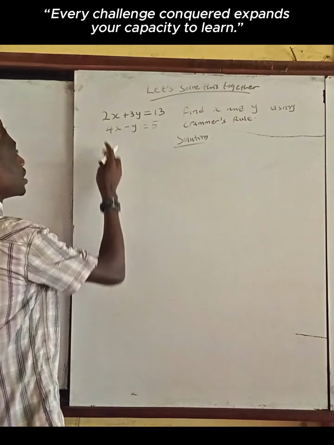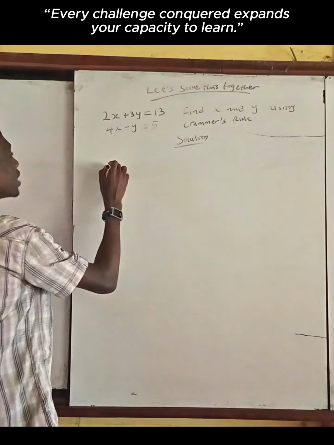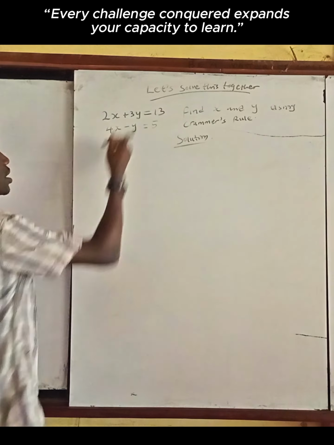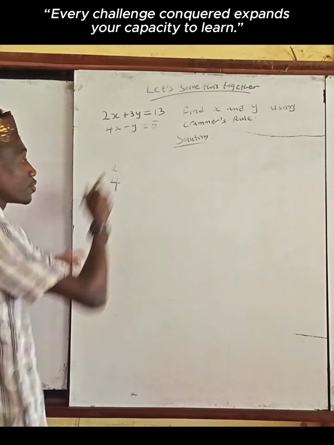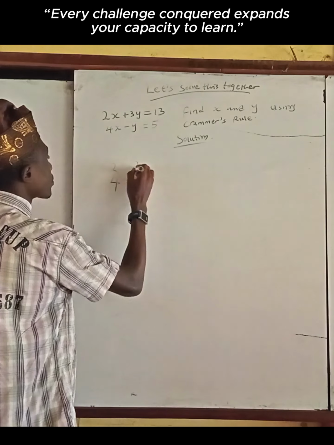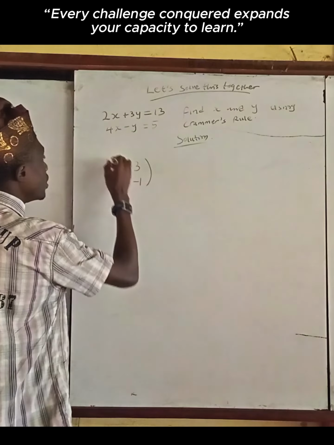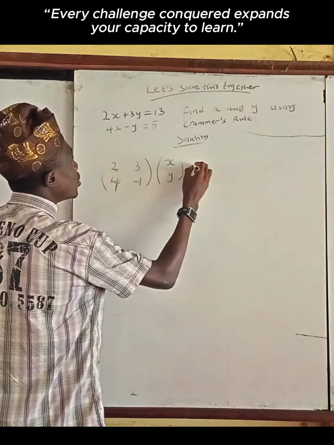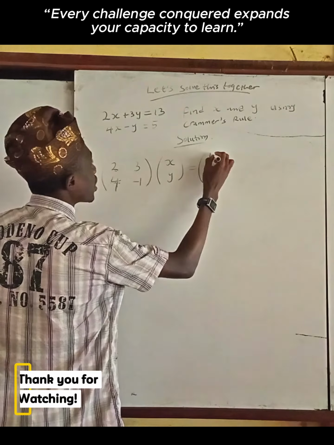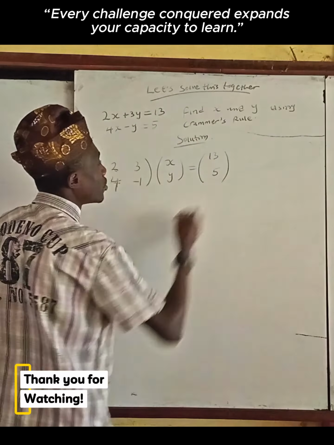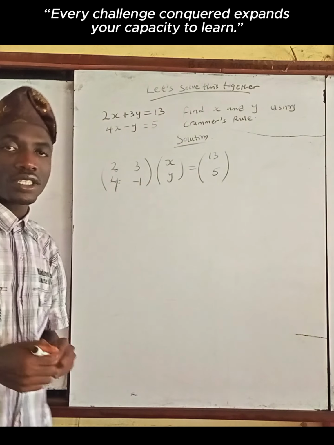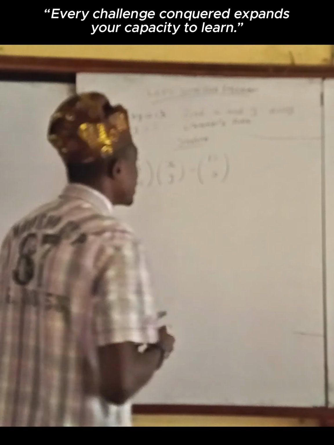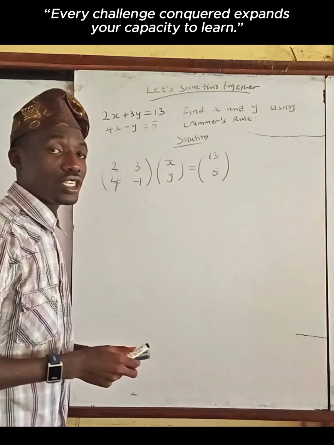We are going to turn this given expression into a matrix. Just read the arrangement like this. This is 2, this is 4. Write it out: 2 and 4. The next thing is this is 3, this is -1. So you have 3, -1, then into this x, y is equals to, turn this also to 13 and 5. That is just how you are going to do the rearrangement.